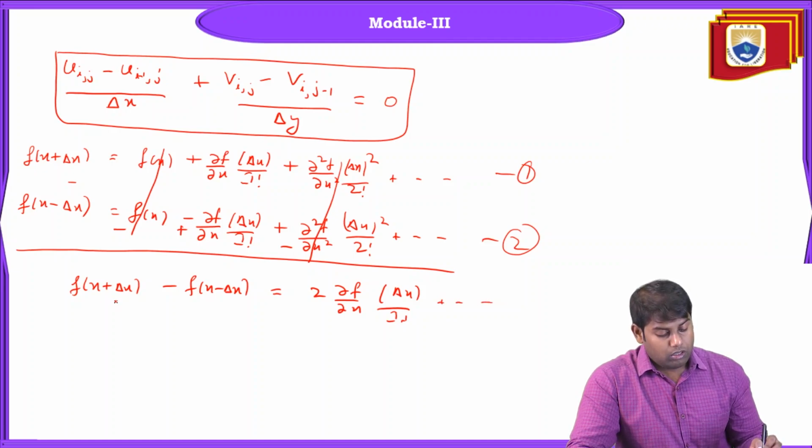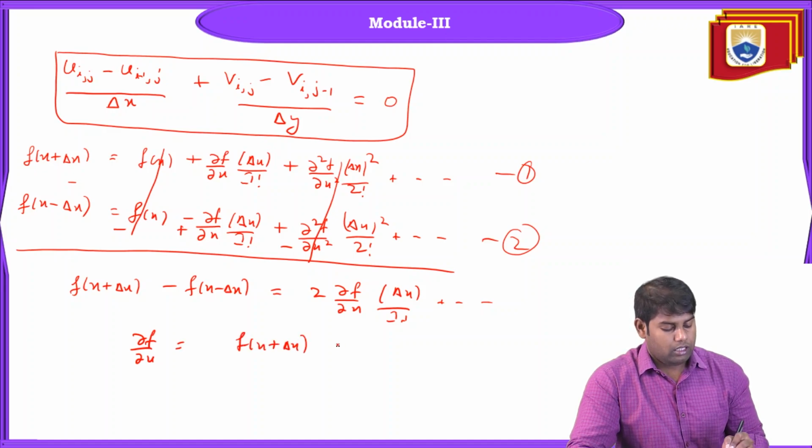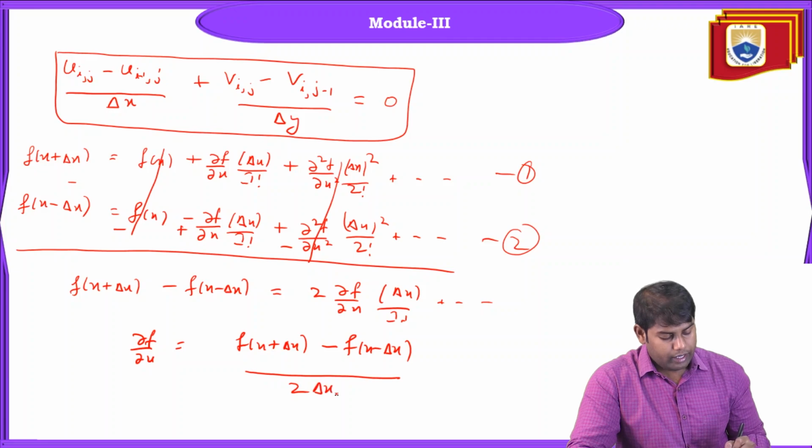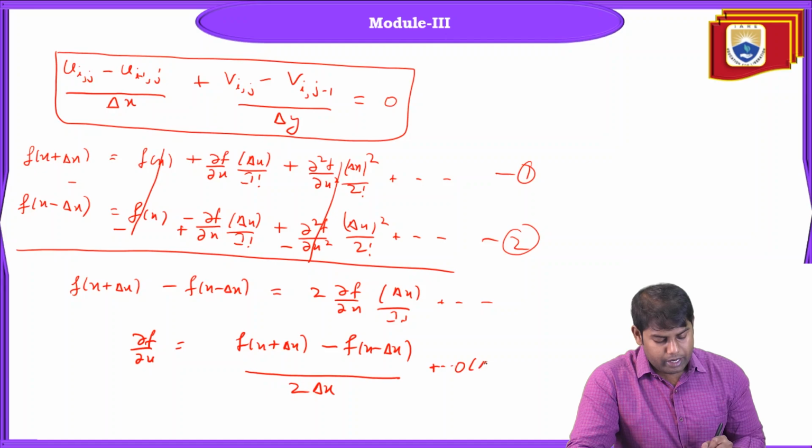So when we rearrange, we get dou f by dou x is equal to f of x plus delta x minus f of x minus delta x divided by 2 delta x plus, so the order of accuracy here will be delta x square.